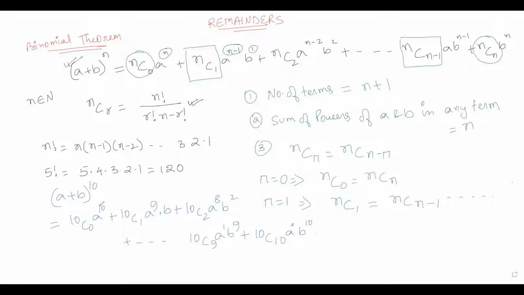So from this expansion, we can see that the number of terms in this expansion would be 10 plus 1, that is 11, and the coefficient of the first term, that is 10C0, is same as the coefficient of the last term, that is 10C10, and the coefficient of the second term, that is 10C1, would be the same as the coefficient of the second last term, which is 10C9 and so on. And the sum of powers of a and b in any term is 10. So any binomial raised to some natural power can be expanded simply by using the binomial theorem.